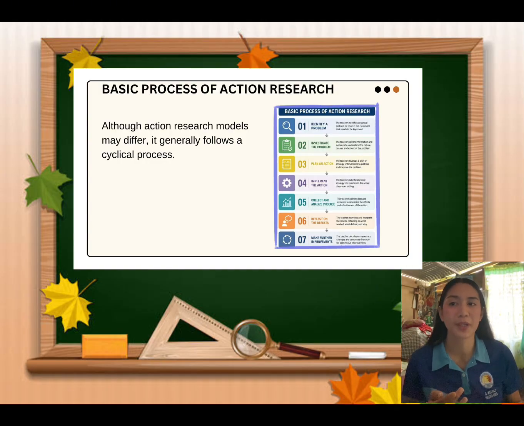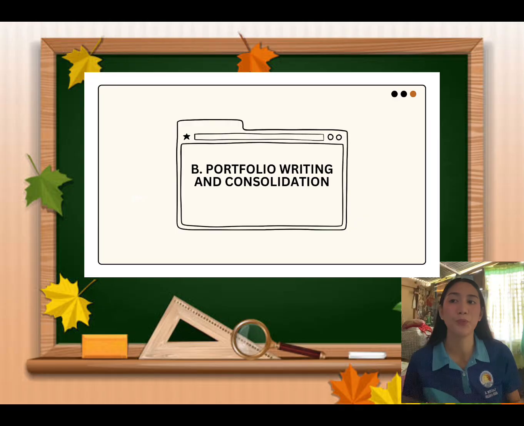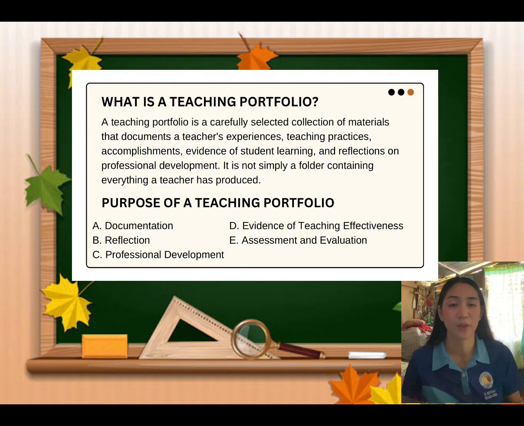We can always return to the problem, learn from the results, and begin another cycle of improvement. Now let us move to the second part of our lesson, portfolio writing and consolidation. What is teaching, or what is a teaching portfolio?